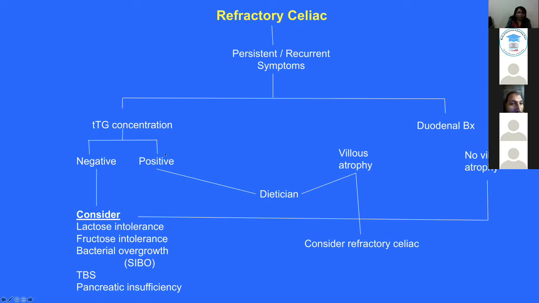If the concentration is positive, that means the patient is having some contamination of wheat in his diet, then the patient is referred to a dietitian. And if we do endoscopic biopsy, that also shows villous atrophy. Over a period of time, if the patient continues to have a pure gluten-free diet and still the villous atrophy persists, then we say this is refractory celiac. If the TTG concentration is negative, then that means the symptoms are not related to celiac disease. We must rule out other disorders like lactose intolerance, fructose intolerance, SIBO, IBS, which is basically mistaken, or pancreatic insufficiency. So other alternative diagnoses to celiac disease should be looked into.